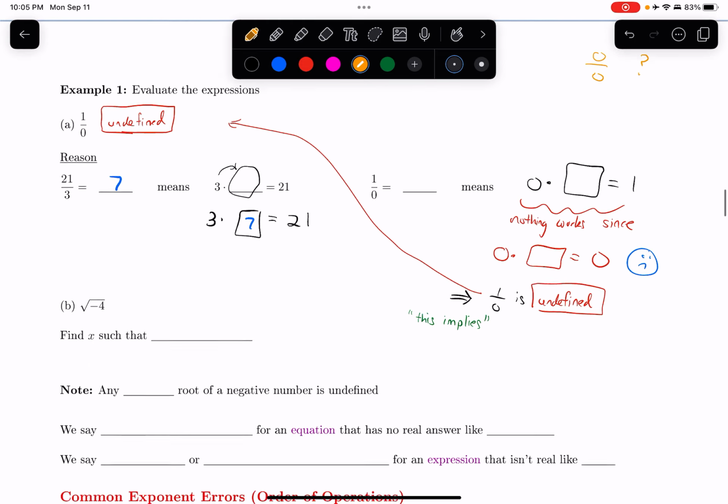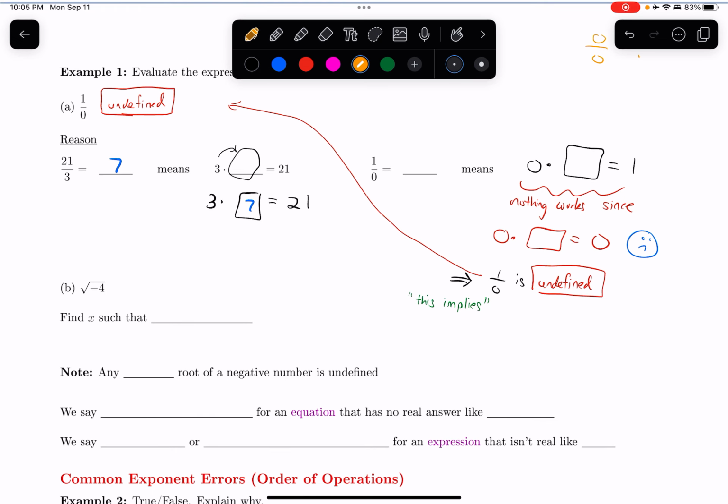Okay, let's do part B right here. What if I have the square root of -4? When I find a square root of a number, I'm trying to find a number x so that when I square x, it equals -4. Well, we're not using any imaginary numbers in our class. So with this equation, there's nothing that's going to work. There's no real solution, since when you square something, that's always going to be greater than or equal to 0. So there's no way it's going to equal -4.